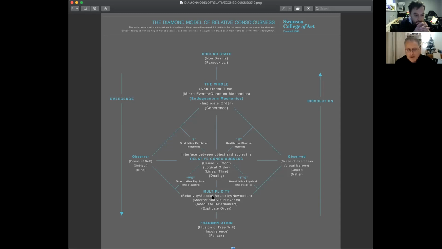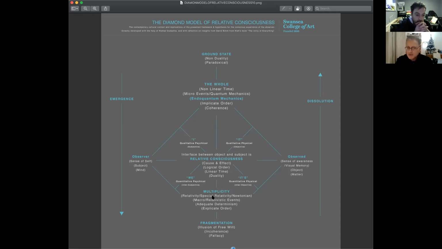So let's look at these four combinations. When we have the whole interacting with the observer, what we really mean is that aspect of the sense of self that is unified, the one as applied to one's sense of self. Which is obviously what we call the I, the first person pronoun. The whole of the observer.